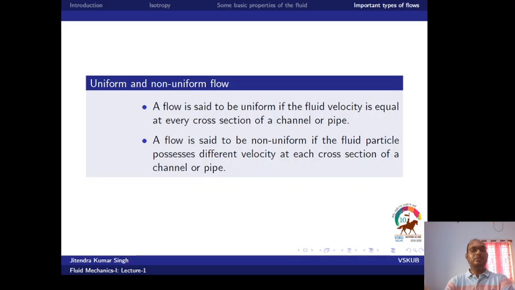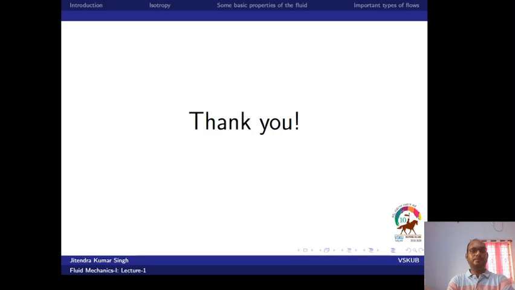Uniform and non-uniform flow. A flow is said to be uniform if the velocity is equal at every cross section of a channel or pipe. Suppose the fluid is flowing within a channel or pipe, and the fluid has equal velocity at every cross section, then it is said to be uniform flow. And a flow is said to be non-uniform if the fluid velocity is different at each cross section of the channel or pipe.